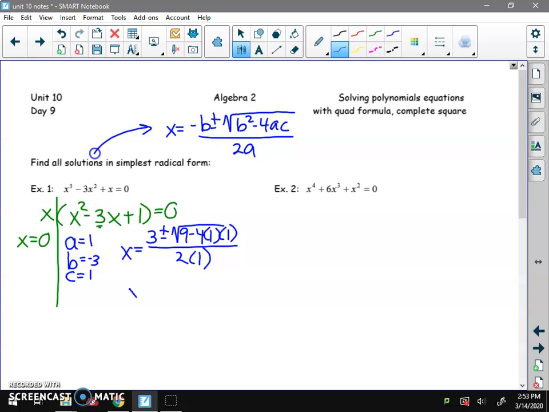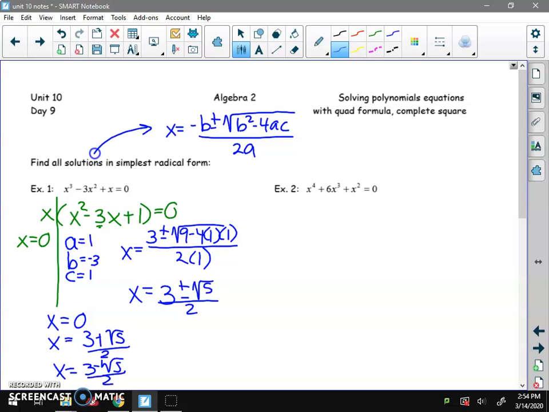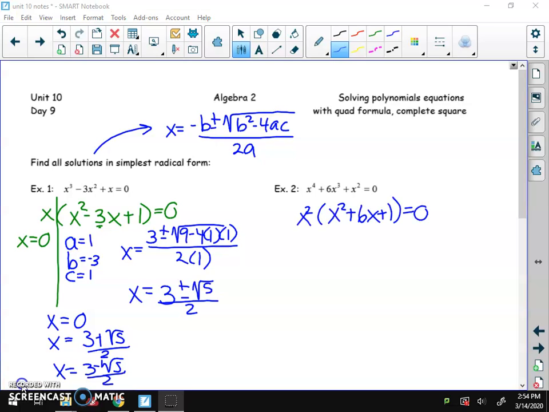If we simplify this, we're going to get x equals 3 plus or minus radical 5 over 2. And since radical 5 doesn't simplify any further, those are just going to be our solutions. So we're still going to get three answers. The first answer is x equals 0. The second answer is 3 plus radical 5 over 2. And the third answer is x equals 3 minus radical 5 over 2. And since each one of those happens once, the multiplicity of those is 1.